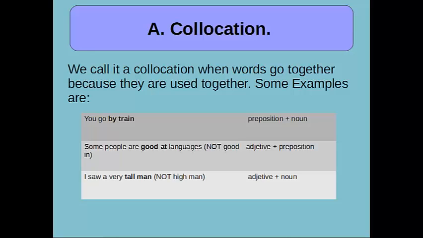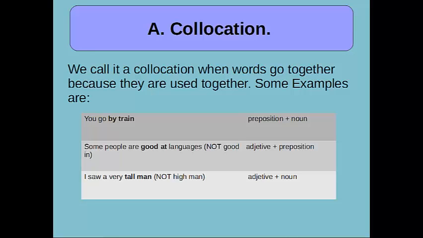Okay, so the first way you can learn English vocabulary is by using collocation. Collocation is to learn words together because they are normally used together in the grammar of the language. You can see some examples here, like you go by train.